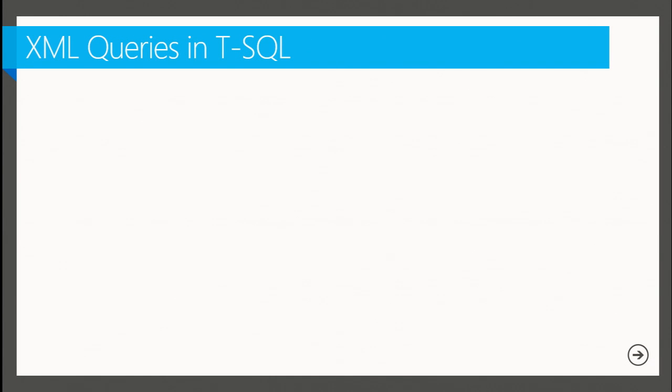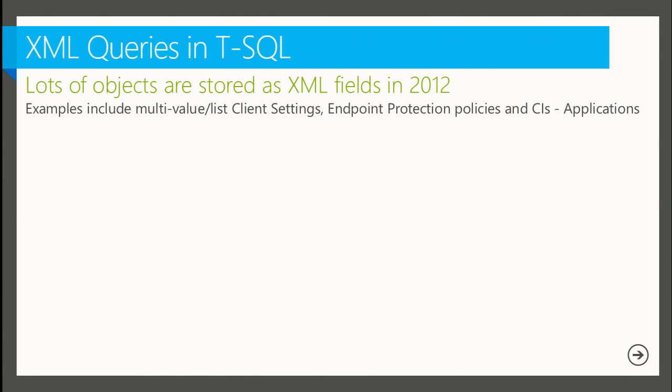XML queries. So I know Kim talked about this in his data collection session, but the reason why I'm talking about this is a lot of objects in Config Manager are actually stored now as XML. Specifically, applications are stored as XML. And in SQL Server in recent versions, 2005 and up, I think, SQL has a custom XML data type, and it stores it as a custom XML data type.